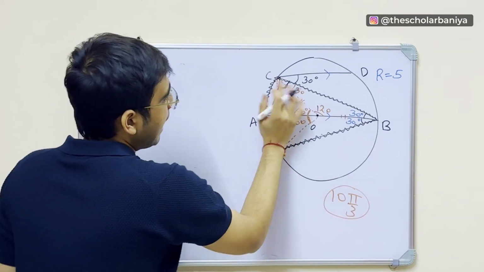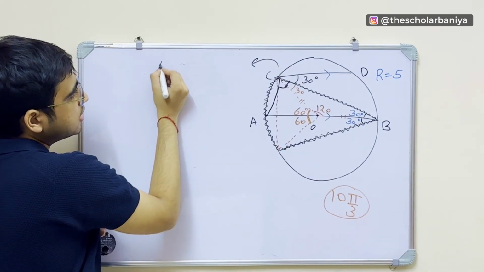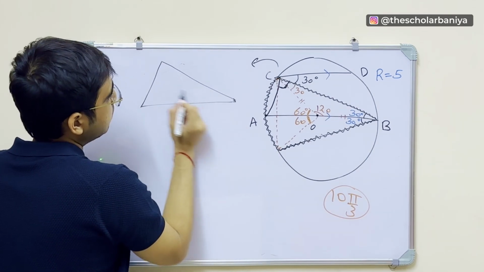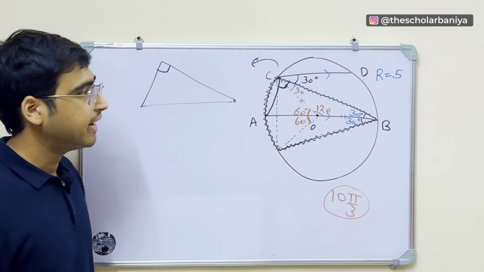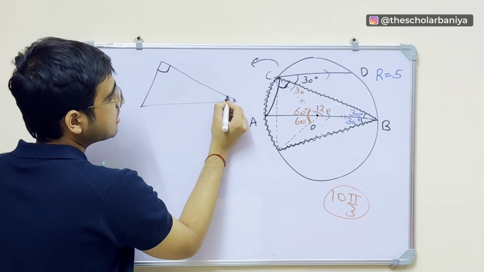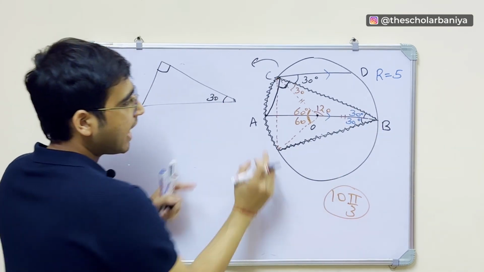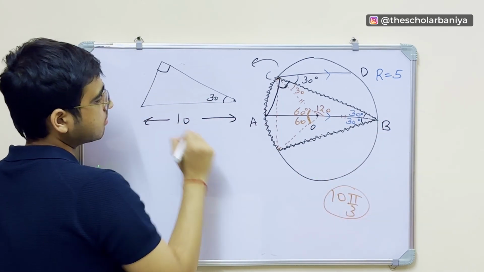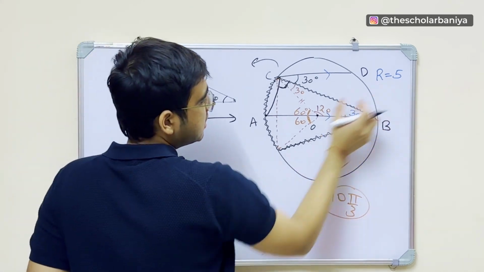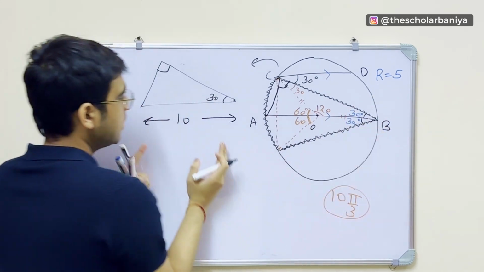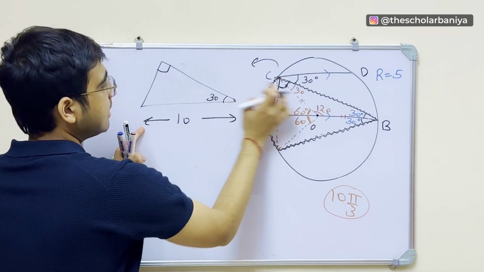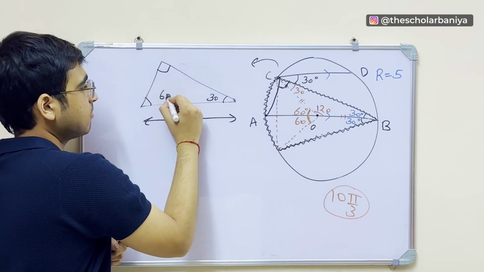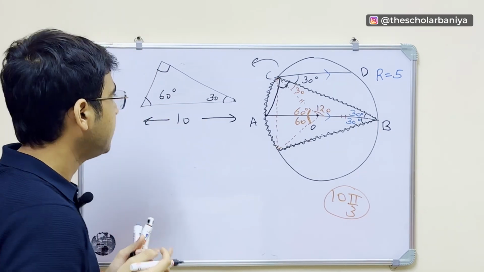Now tell me one thing, if I magnify this triangle, this triangle looks something like this, right? What is this? This is 90, right? How much is this angle? This angle is 30, right? And what is this length? This length is 10. Why? Because the radius is 5, so 5 plus 5, 10. So this is 10, this is 30, and this is 90, right? So what will this angle be? This angle will be 60. I hope it makes sense completely.